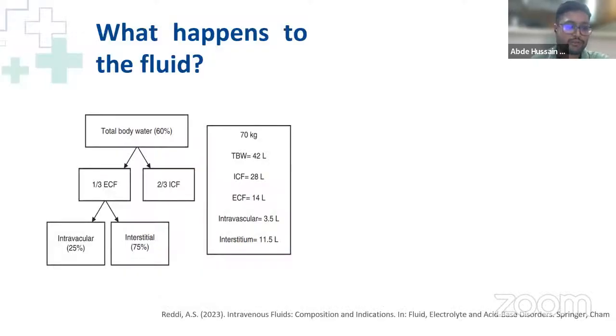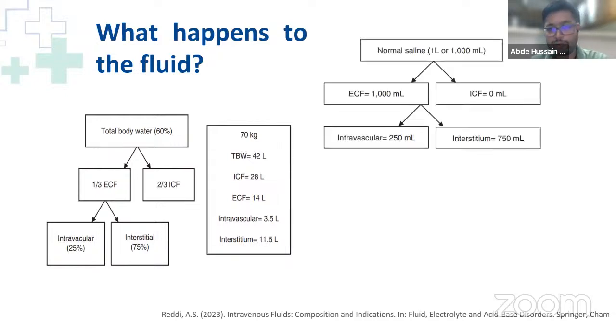Just to understand this, we have a total body water of 60%, right? If we consider 70 kg, this total body water will be 42 liters. In that, the intracellular fluid will be 28 liters, and the extracellular fluid will be 14 liters, which is further subdivided into intravascular and interstitial fluids. What happens when you give normal saline? 1 liter of normal saline gets completely distributed in the extracellular fluid, but only a quarter remains. So only 250 ml remains in the intravascular space, and the rest is eliminated into the interstitial.